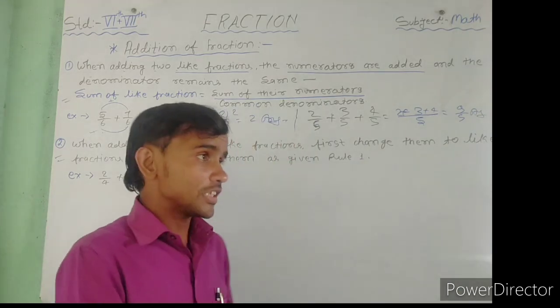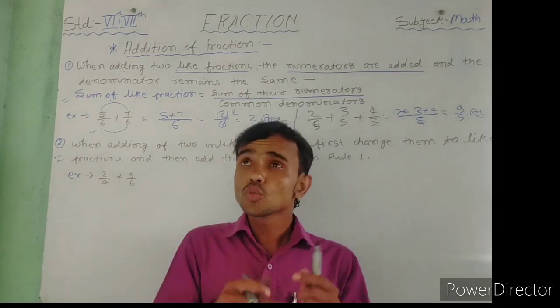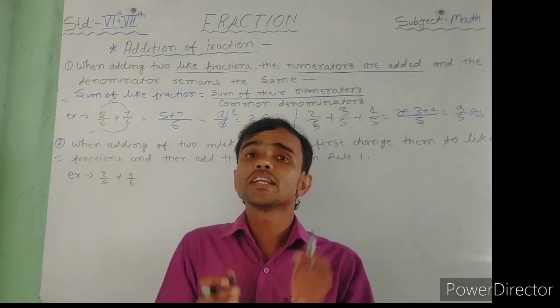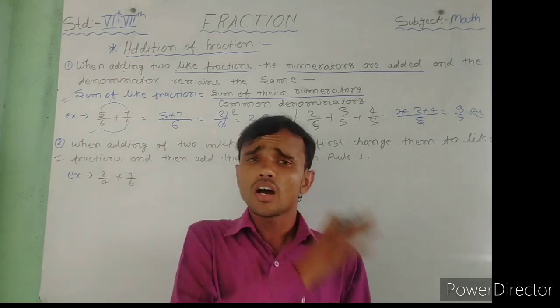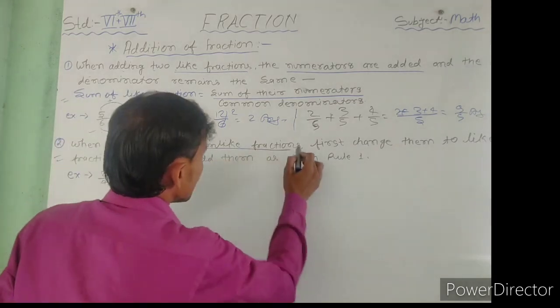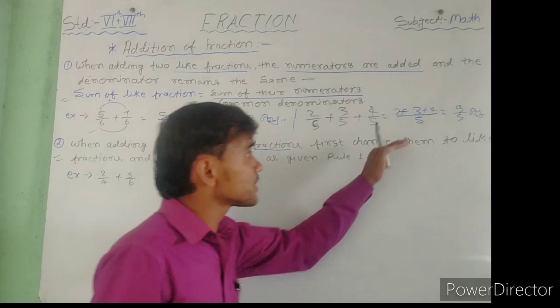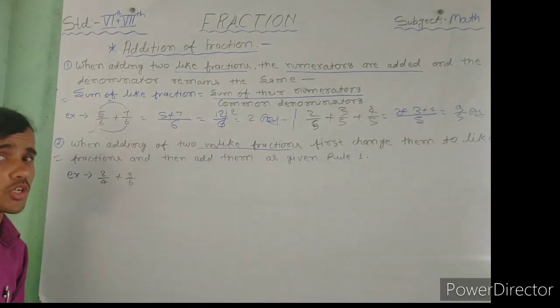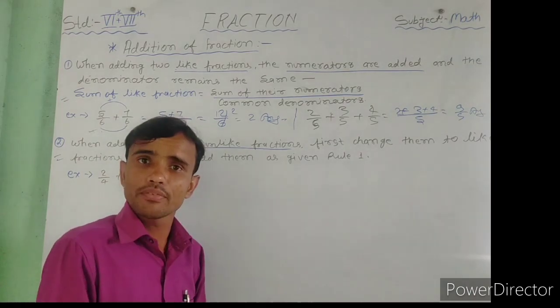I also say before starting that if the denominator is the same, that's a like fraction. If the denominator is different, that's an unlike fraction. Is that clear? When you add two unlike fractions, first change them to like fractions. So how to convert to like fractions?